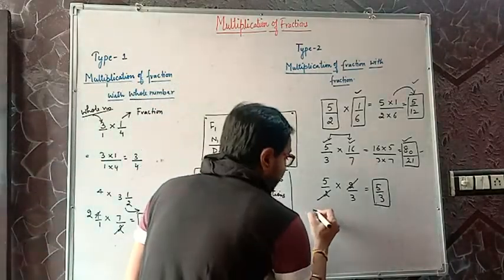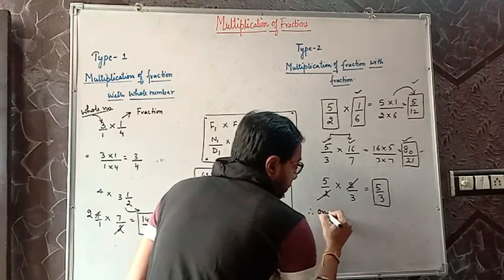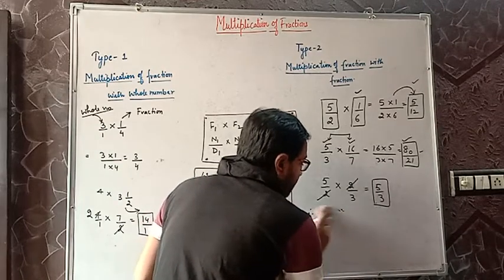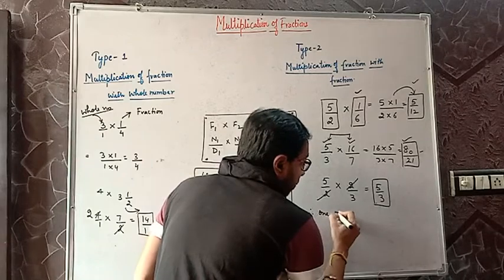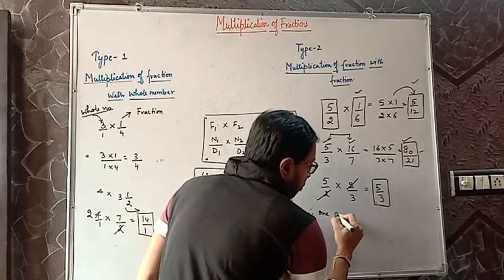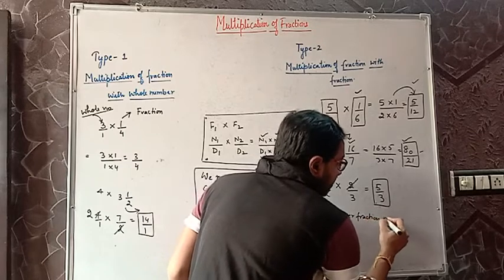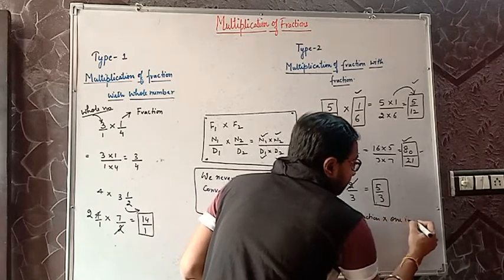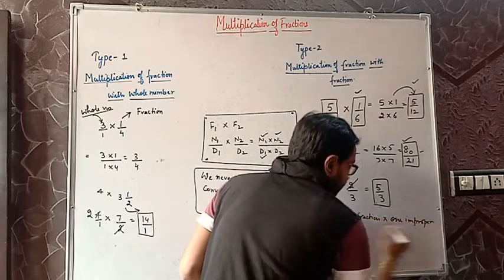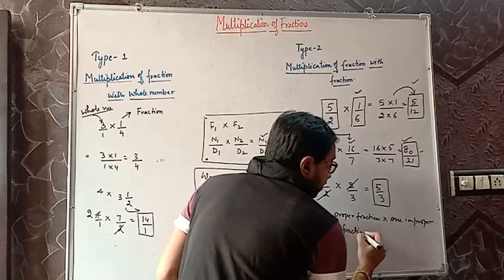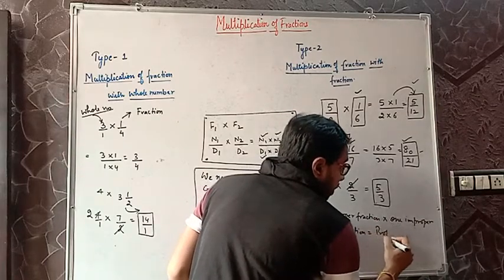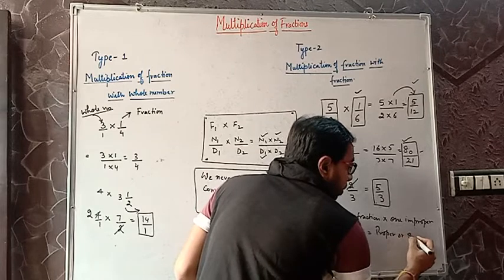So therefore, when one proper fraction is multiplied with one improper fraction, the result can be proper or improper.